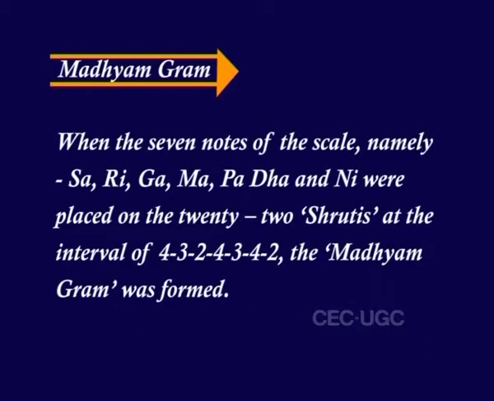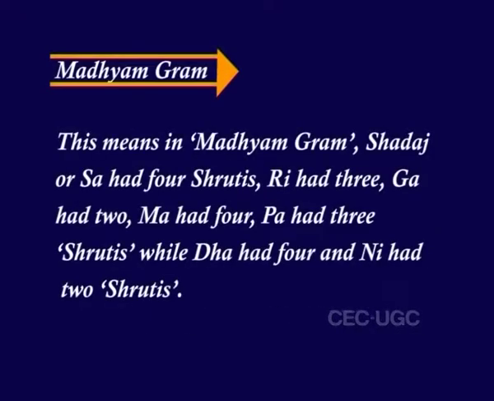When the 7 notes of the scale, namely Sa, Re, Ga, Ma, Pa, Dha and Ni, were placed on 22 shrutis at the interval of 4-3-2, 4-3-4-2, the Madhyam Gram was formed. This means in Madhyam Gram, Shadaj or Sa had 4 shrutis, Re had 3, Ga had 2, Ma had 4 shrutis, Pa had 3 shrutis, while Dha had 4 and Ni had 2 shrutis.